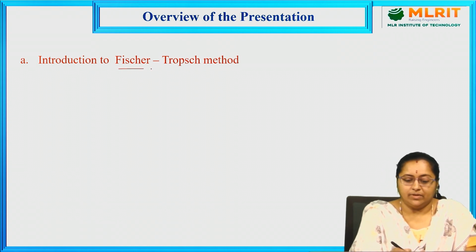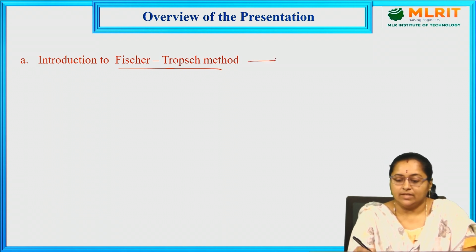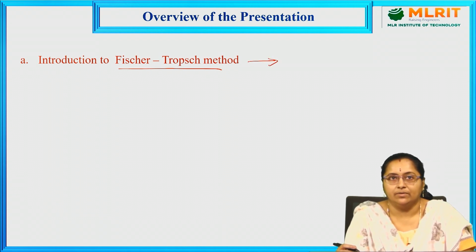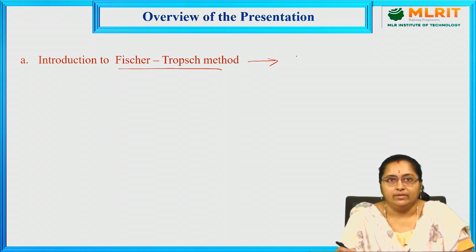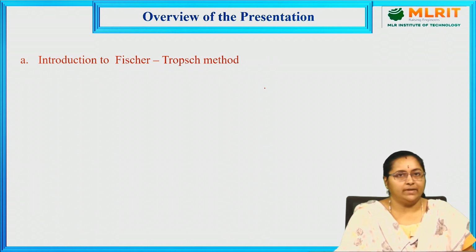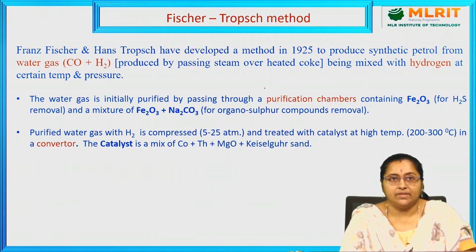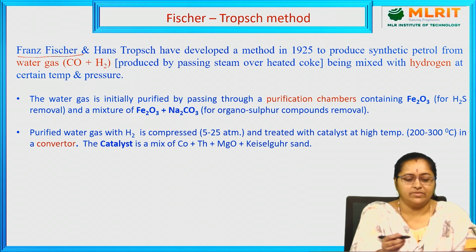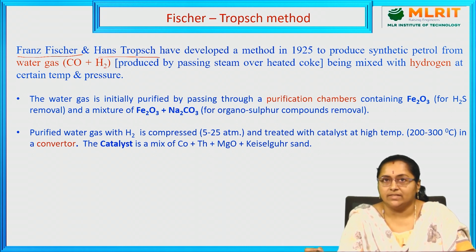In today's session I am going to explain the Fischer-Tropsch method. Coming to its introduction, this is a method used for preparing synthetic petrol, and it was invented in the year 1925, during World War I and World War II in Germany, as a substitute for petrol. Let us see how we prepare synthetic petrol using this method. As I told you, the Fischer-Tropsch method was developed by Franz Fischer and Hans Tropsch.